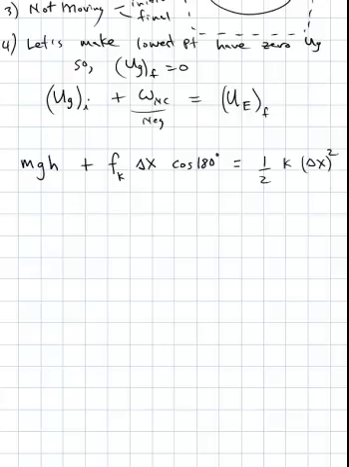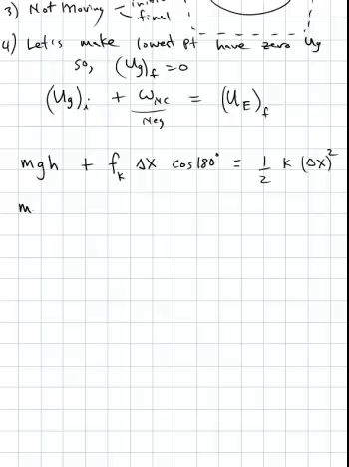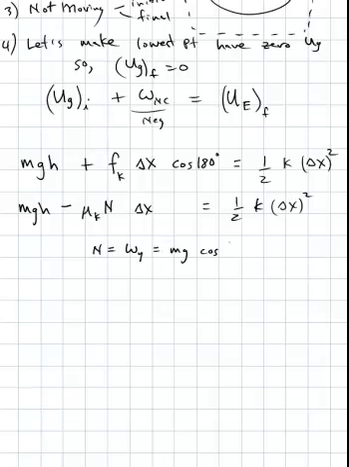So what do we need? We need, I'll just write out one more line here, mgh minus the friction force, which is mu sub k times the normal force. So we need to find out what our normal force is. That's just the weight in the y direction. And our height, h, is just delta x times the sine of theta.